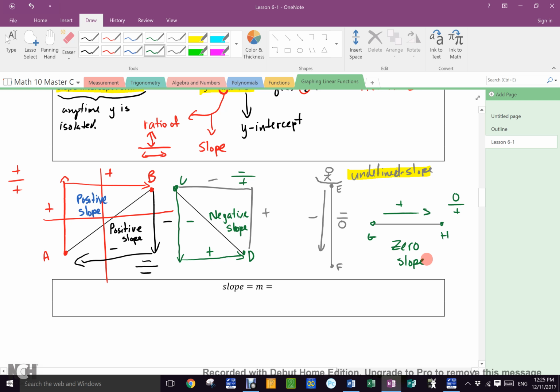Straight up and down is undefined, or infinite, because it's not a slope, it's falling. Flat is 0 slope, because if you try to snowboard on that, do you get anywhere? No, you got to do this thing.